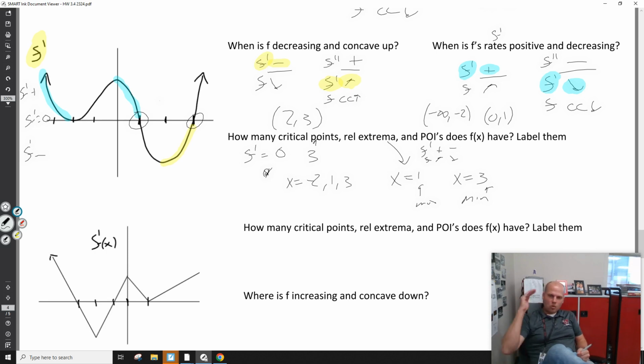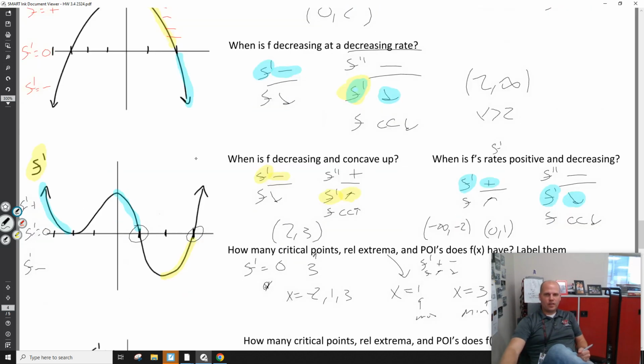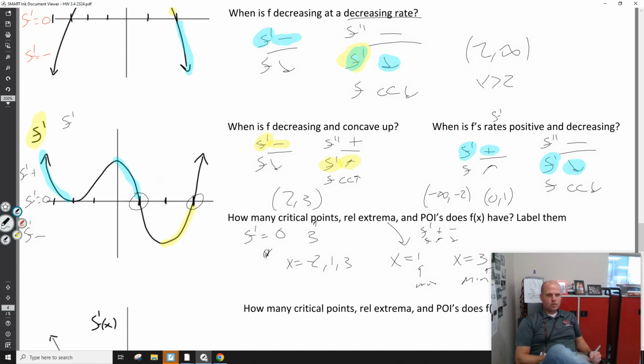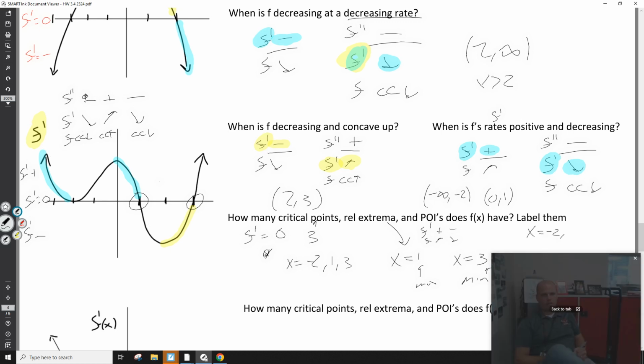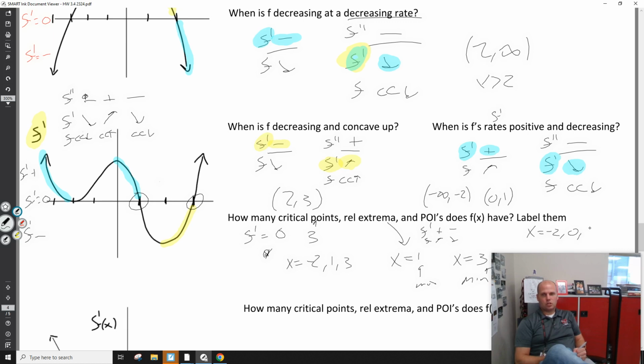Points of inflection. So you can kind of tell when we've done this, when F prime changes direction, F has to change concavity. When F double prime changes signs, F has to change concavity. You can look at the graph of F prime and see where does it change direction or where does it have a max or min. Those are going to be the locations of your points of inflection. So x equals -2, 0, and 2 will be the points of inflection because that's where F prime changes direction. That's where F double prime will change signs. That's where F's going to change concavity.